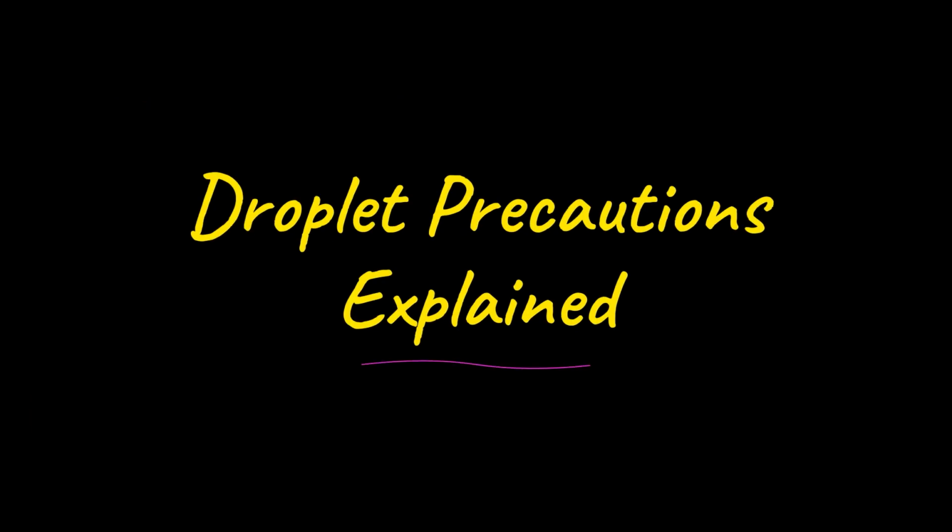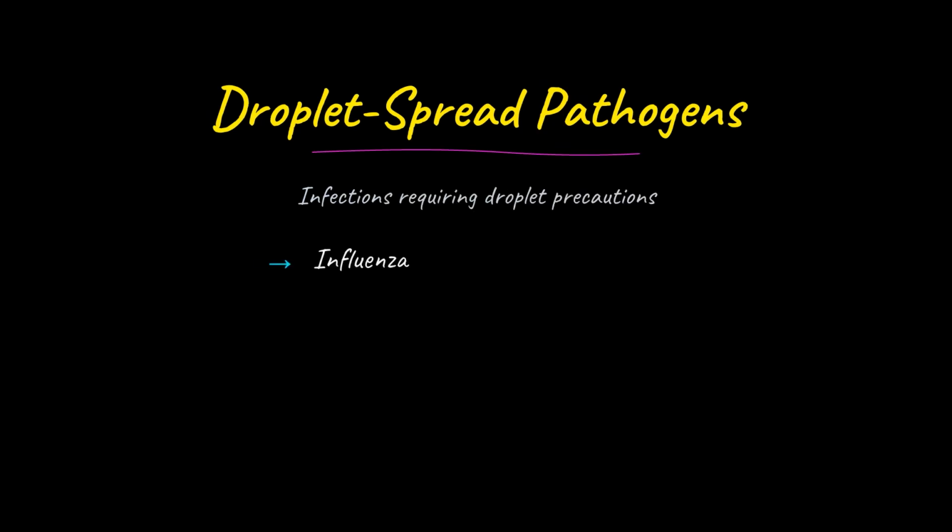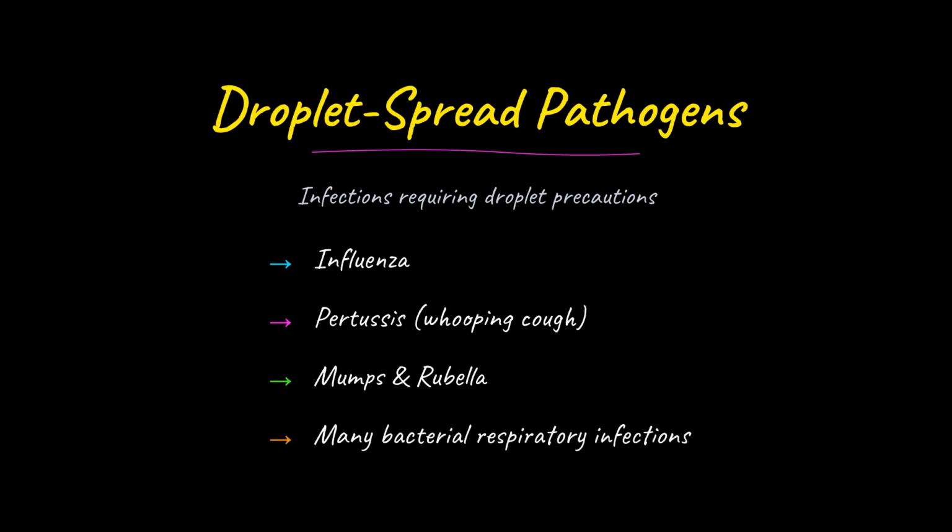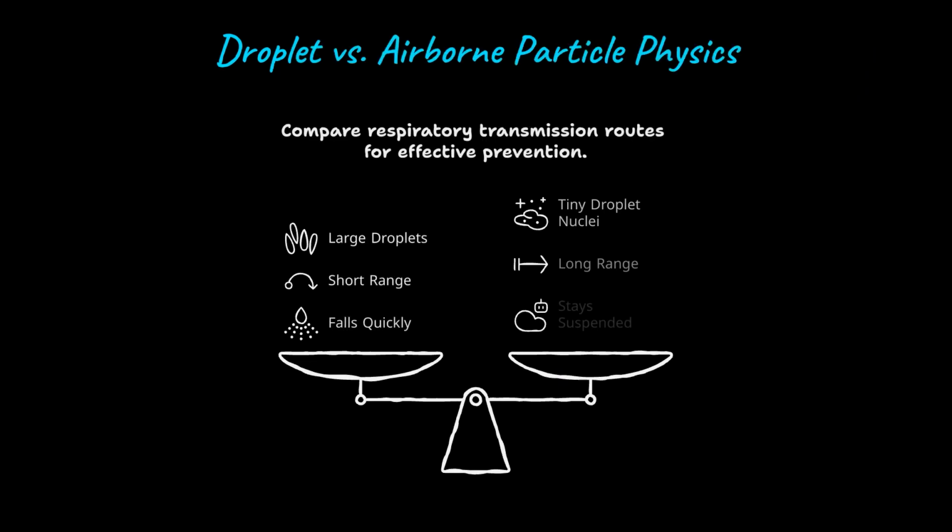Droplet precautions are a specific infection control category designed for pathogens that spread through large respiratory droplets. Understanding why they differ from airborne precautions and what equipment they actually require is the key to mastering this topic. Common droplet spread pathogens include influenza, pertussis, mumps, rubella, and many bacterial respiratory infections. What they share is transmission via large particles that travel no more than 3 to 6 feet before falling to the floor. The physics explain the precaution.